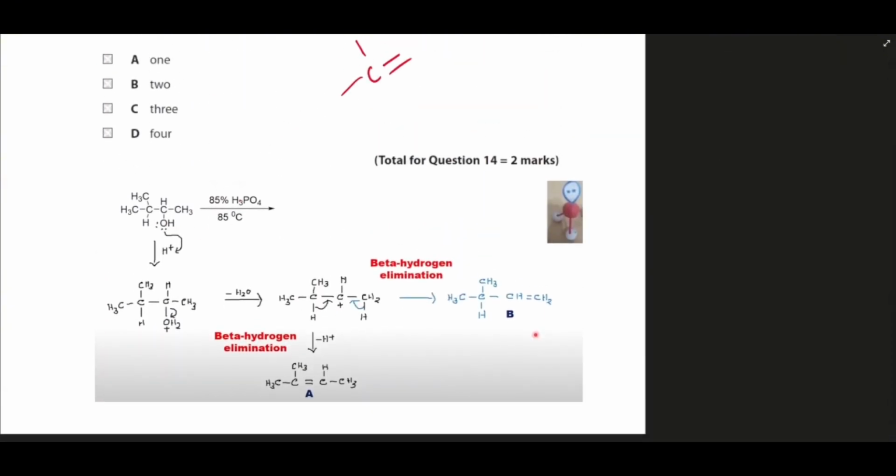So what happens is the H plus from the H3PO4 comes in. The OH group contains electrons, like O contains electrons, isn't it? So it's going to attract H plus. Later on, this OH is going to break away. And how do you know the OH is going to break away? Heterolytic fission, isn't it?